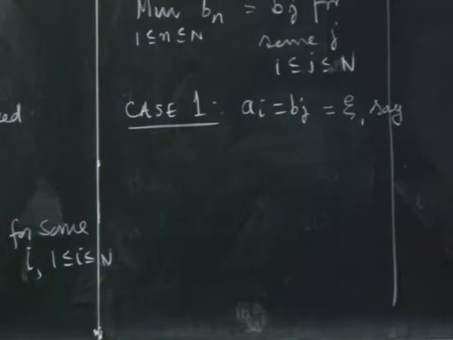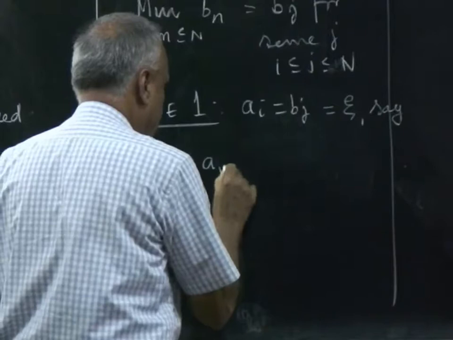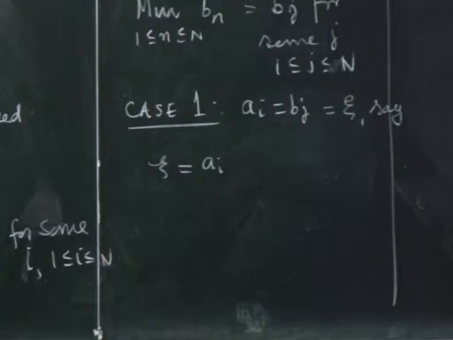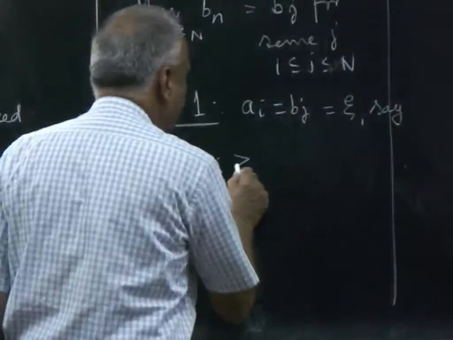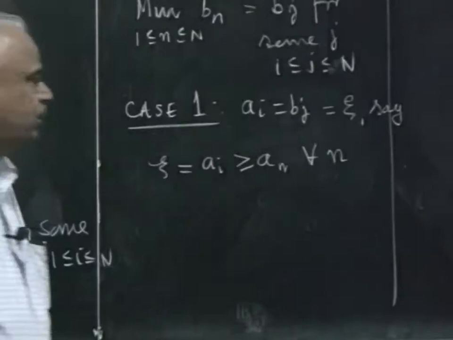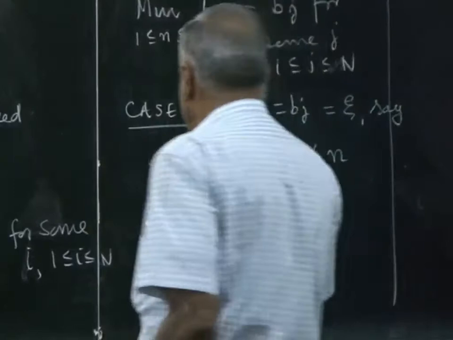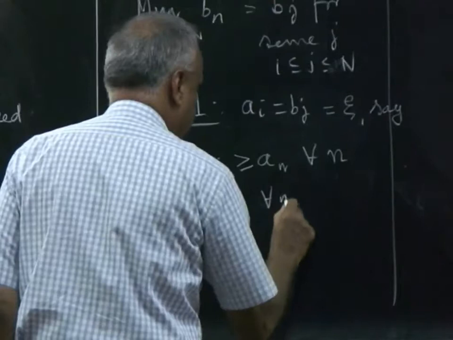Now you see, xi equals Ai by definition, and Ai is greater than all the other A's because Ai is the maximum of all of them. So xi is greater than or equal to An for every n equal to 1 to n. Therefore An is less than or equal to xi for every n. That is the first thing that we know.